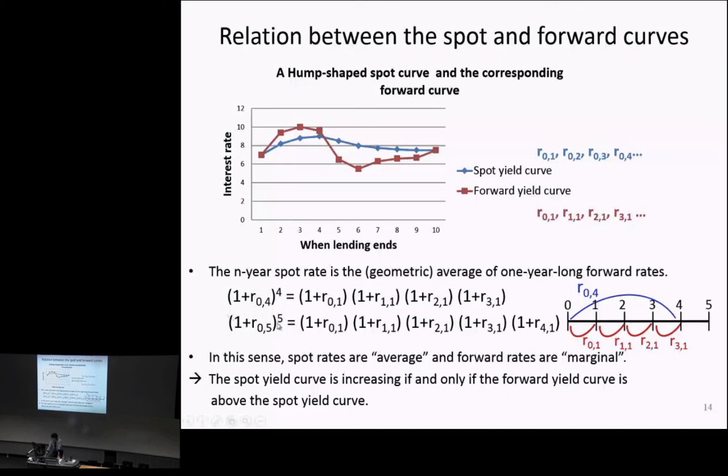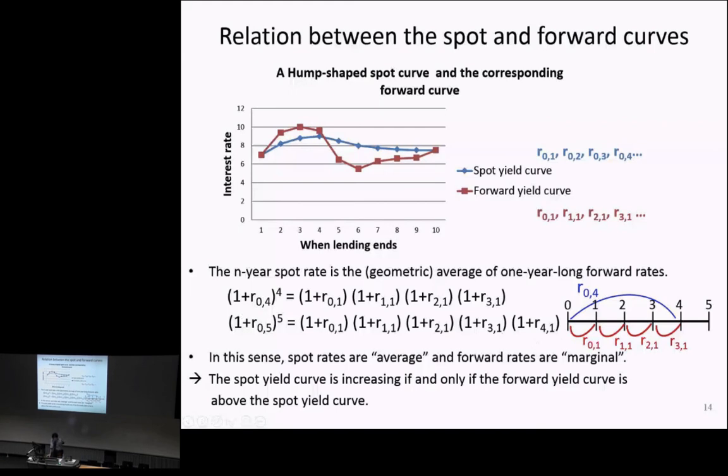We can say the same thing for the 5-year spot rate. The 5-year spot rate is actually the geometric average of the sequence of 5 one-year-long forward rates. If you compare the two, the only difference is this last term. The only difference between the 4-year spot rate and the 5-year spot rate is just this last bit, the forward rate at the last year. And this is what I mean by the forward rate being the marginal value. The only marginal change is this last forward rate.